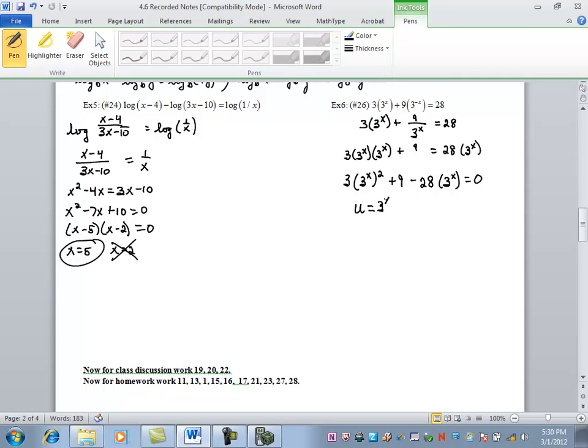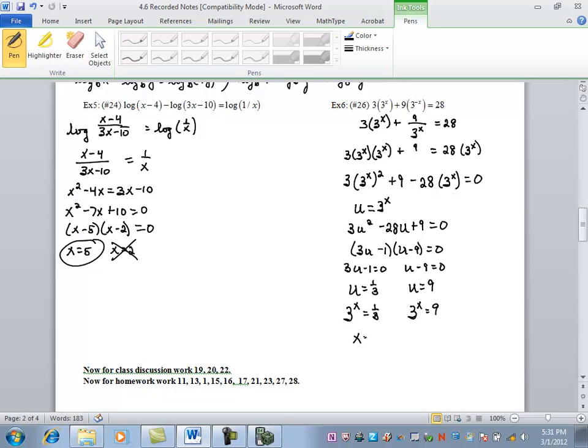Notice I'm going to let u equal 3 to the x here. And so this becomes 3u squared minus 28u, I'm going to flip-flop the order here, plus 9, equals 0. Now you look at this and realize that, hey, I can factor this. 3u minus 1 times u minus 9 equals 0. So 3u minus 1 equals 0, u minus 9 equals 0, u equals 1/3, u equals 9. But remember, we're not solving for u, we're solving for 3 to the x. 3 to the x equals 1/3, 3 to the x equals 9, so here x is negative 1, and here x is 2.